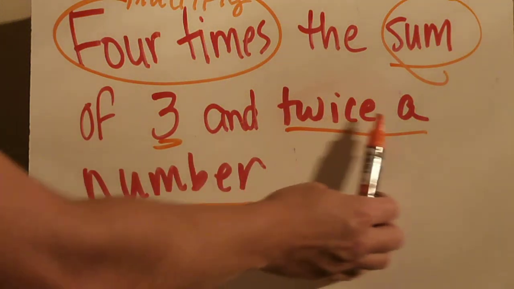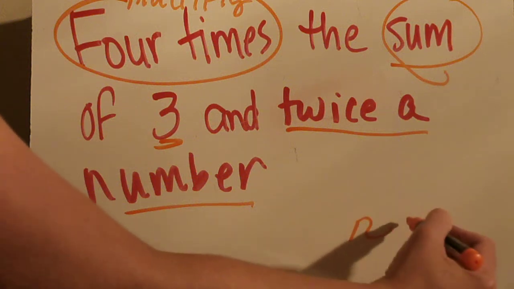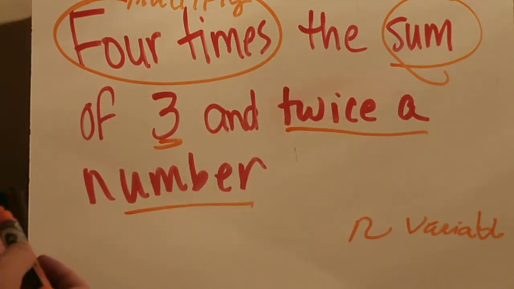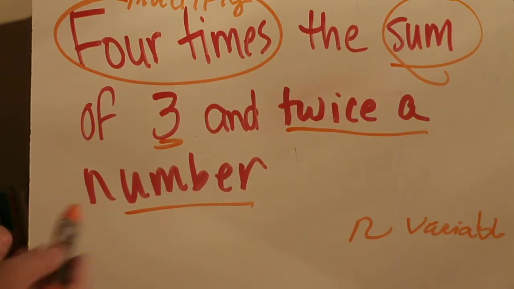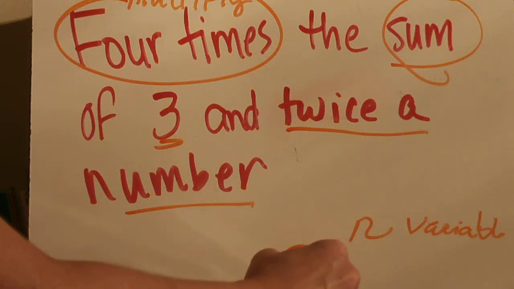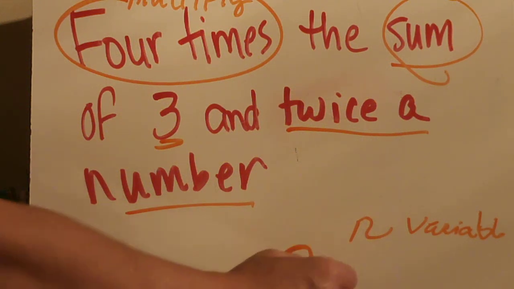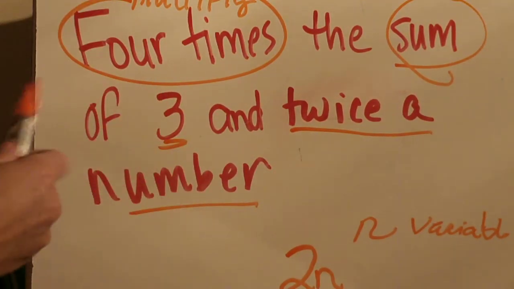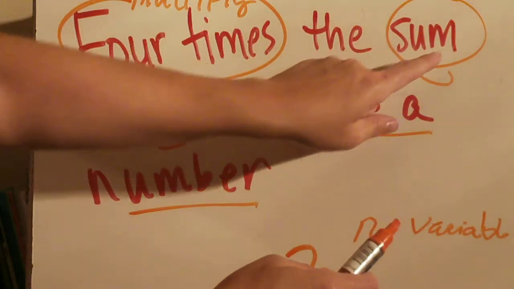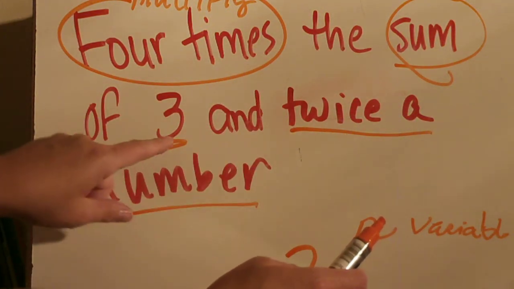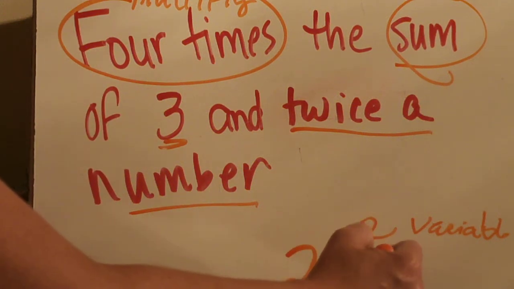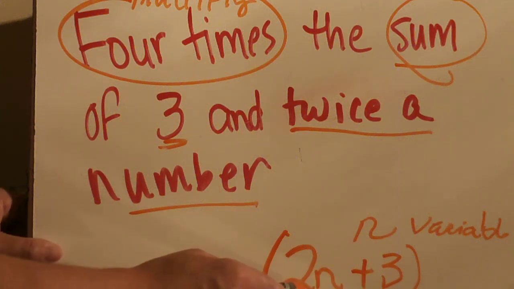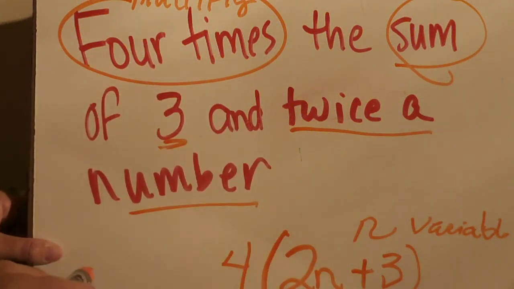Okay? If we have twice a number, remember n is our variable for our number, and we have twice that. Twice that means we have 2 times the number, which means it can be written like this, 2n. 2 times the number, or twice the number. So the way this would look, we have the sum of 3 and twice a number, so we still need to include our 3, and it was the sum of. So the sum of 3 and twice a number multiplied by 4.